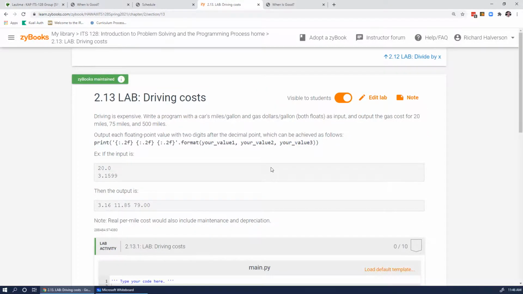Let's see, driving costs. Okay, here we've got this fancy print format thing, and what this does is we're going to write this number, and this number, and this number, and this is the format we're going to use. The first one here is going to be this one, and the second one will be this one, and the third one will be this one. And it's these curly braces here that correspond to these numbers in the same order.